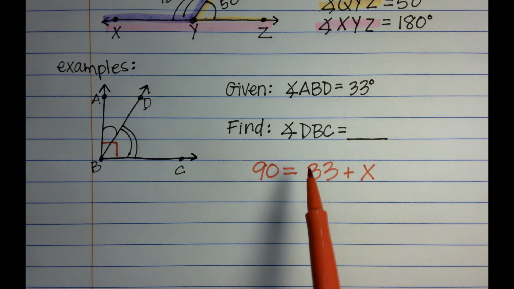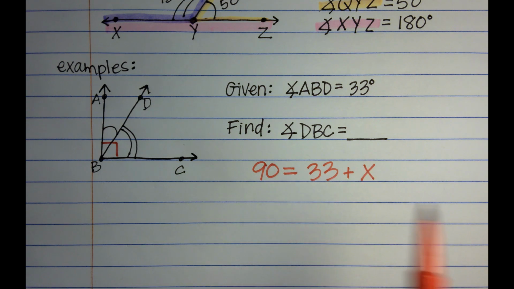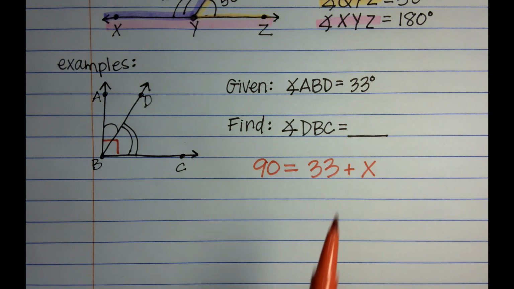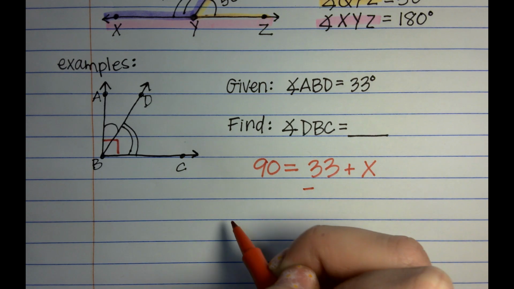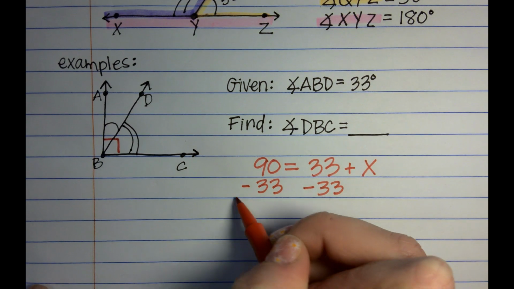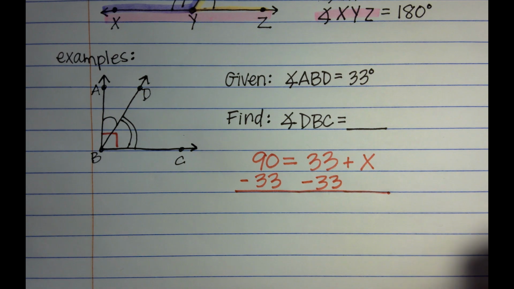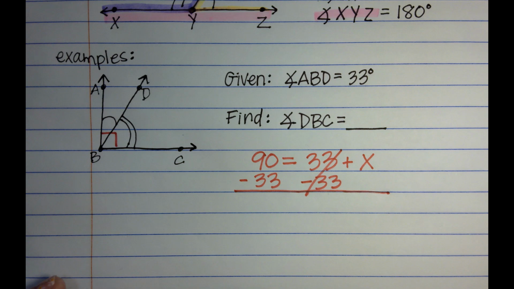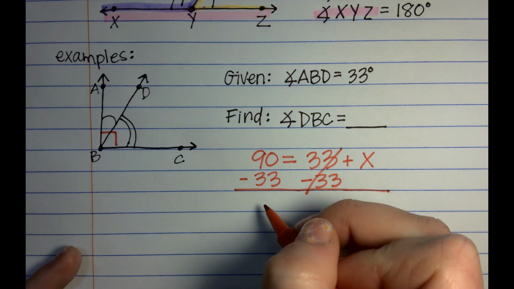So we've been solving equations. It's been a while for all of us, honestly. It's been a minute. So what do we do to solve for x? Subtract 33 from 90. Subtract 33 from both sides. Okay, so 33 is gone. 90 minus 33 is 57.